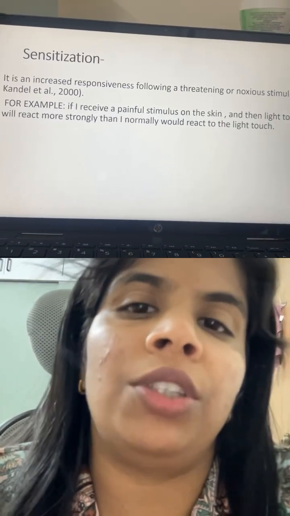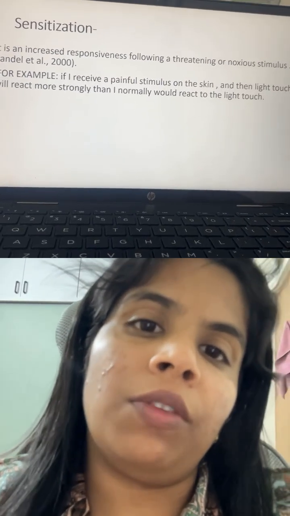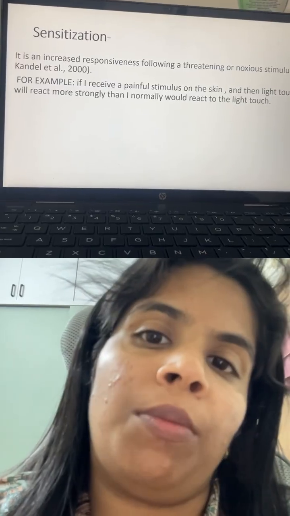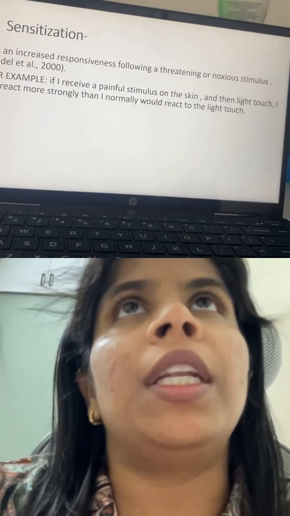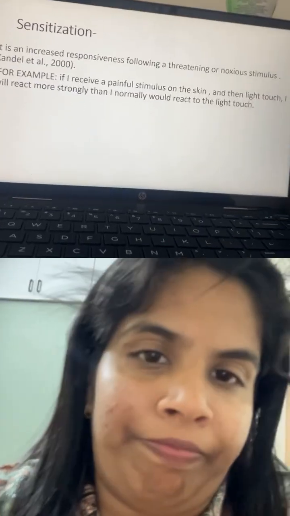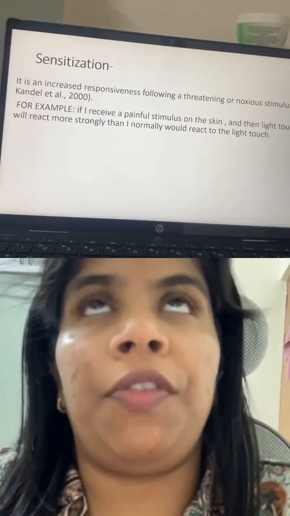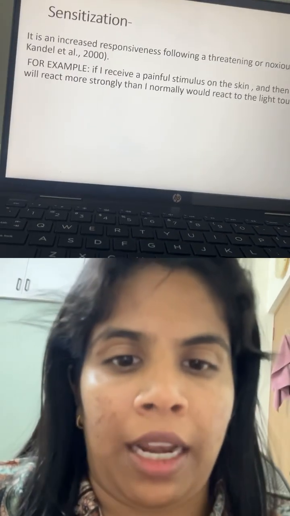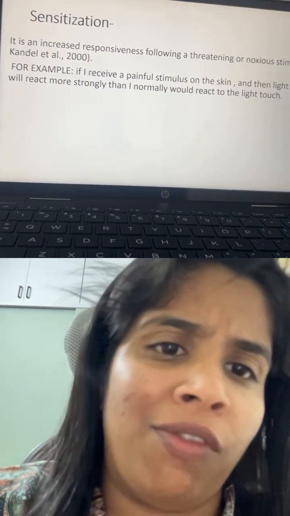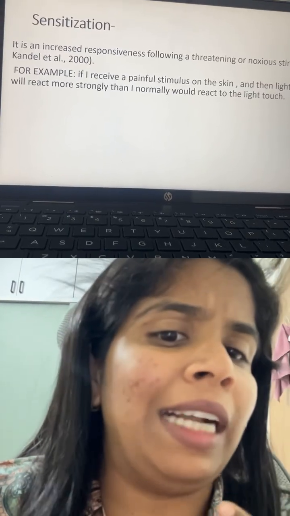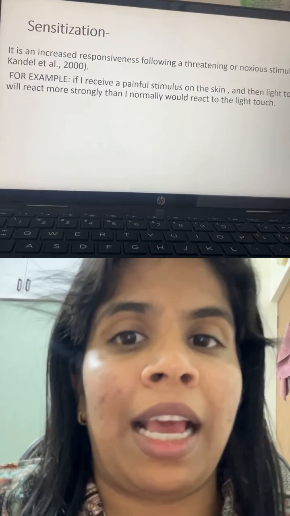So what is sensitization? It is an increased responsiveness which follows a threatening or noxious stimulus. Same author. For example, in your daily life, if some individual gives me a painful stimulus on the skin while my eyes are open, and after a certain period of time he asks me to close my eyes and gives the stimulus, I will remember the previous painful stimulus. Then even if I perceive a light touch, I will react as much as I reacted to the painful stimulus, which is called sensitization.